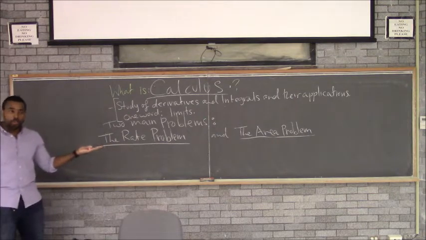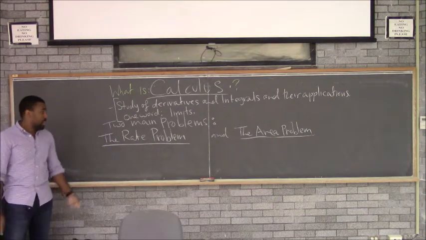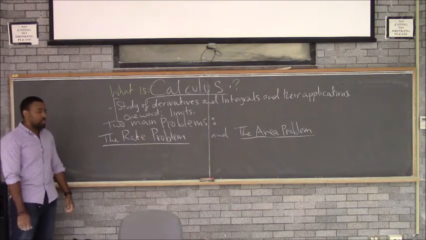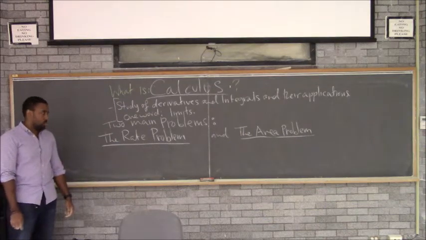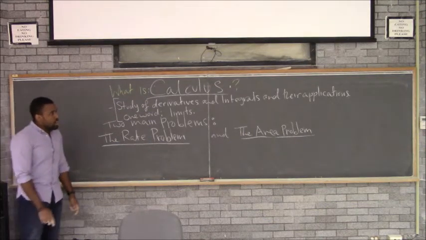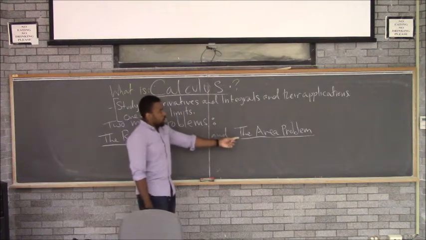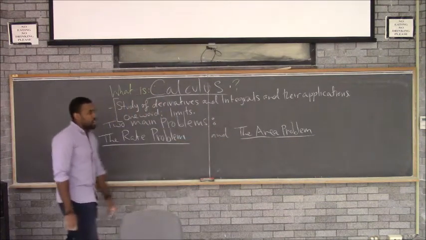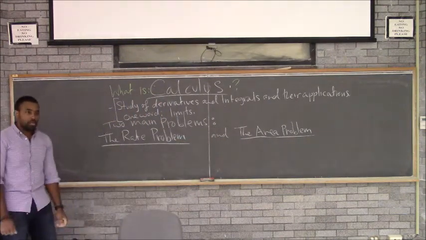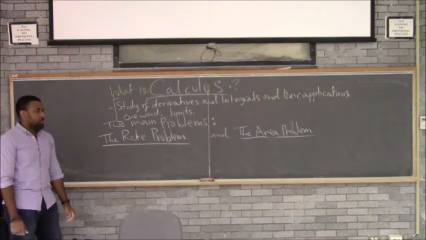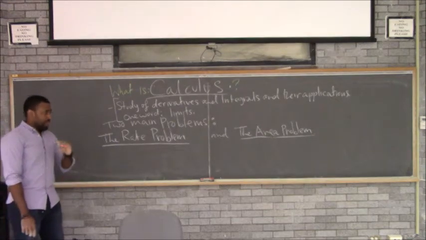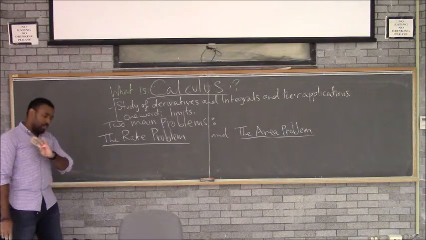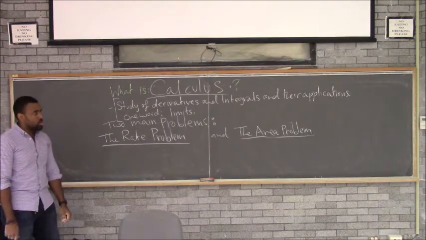So it's a very difficult problem, but it's also a very important problem. And that was one of the problems that we needed to be able to solve, figuring out how fast things are moving. The area problem was another important problem. And that was pretty much figuring out how much space something takes up, is basically the idea. Okay? And that again is something that very early on we needed to know how to do.